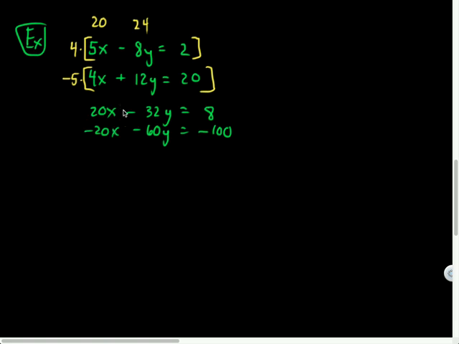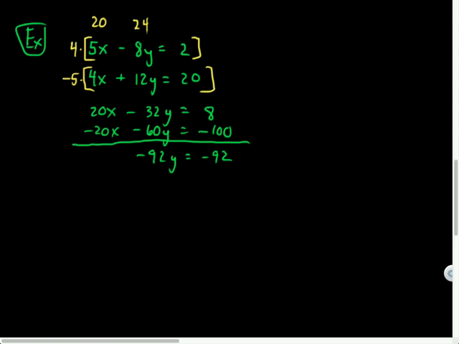So, have I obtained my opposite coefficients? Yes. So step 2 is done. Step 3, add them up. Here we go. 20x and negative 20x is 0. Negative 32y and negative 60y is negative 92y. And actually, I think I like where this is going. 8 and negative 100 is negative 92.